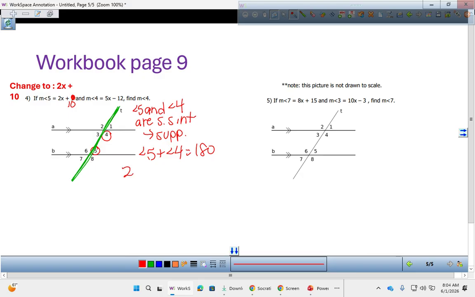So we get 2x plus 10 plus 5x minus 12 equals 180. We're going to combine our like terms: 7x minus 2. 2 plus 5 is 7, and 10 minus 12 is minus 2. I'm going to add 2, and 182.